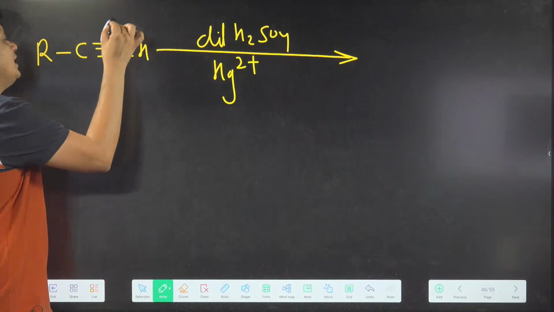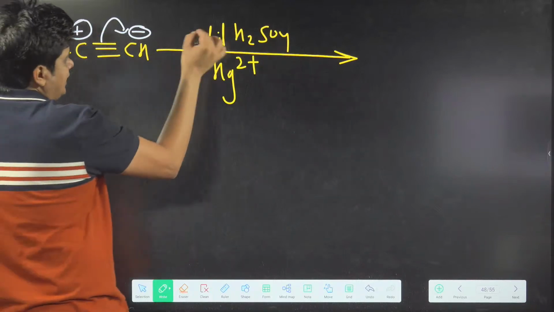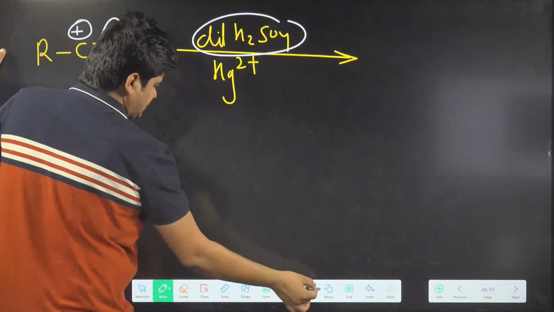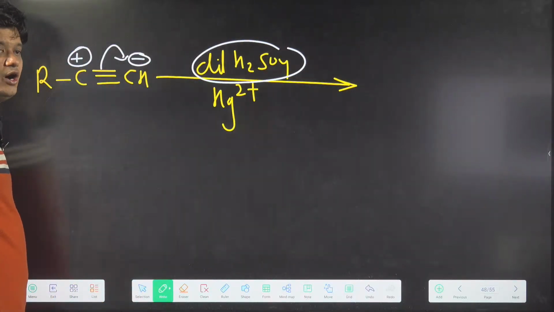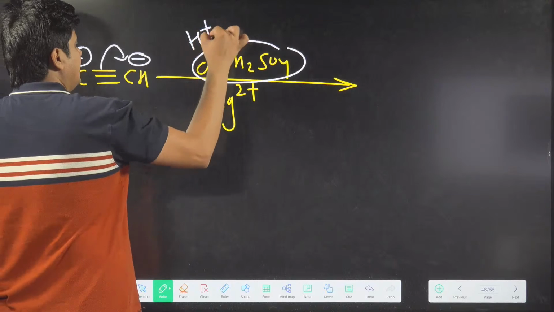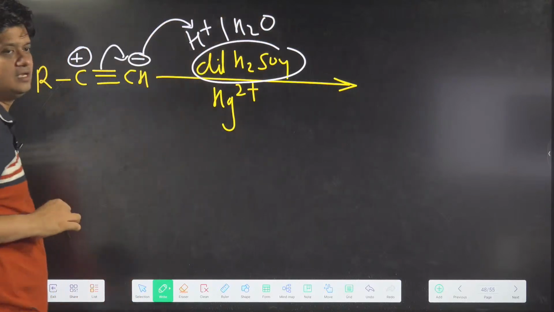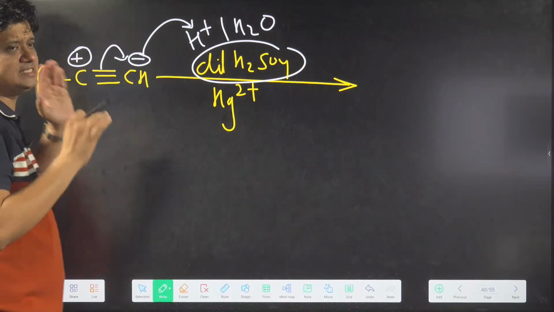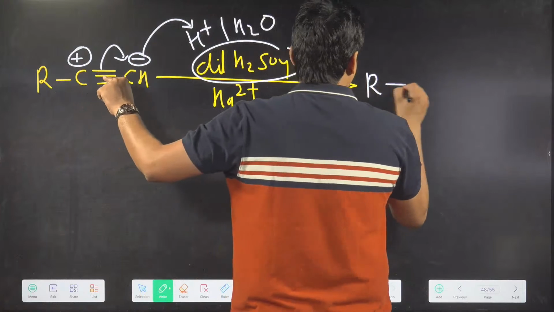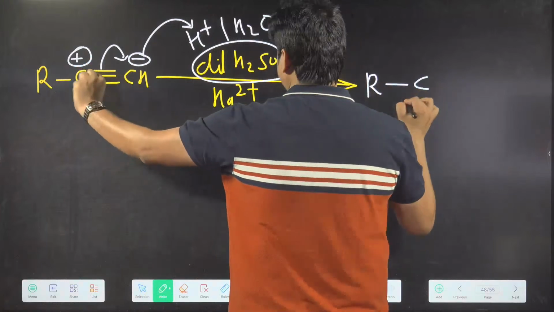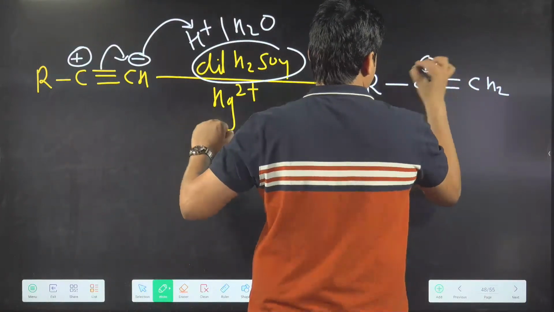So what will happen? I will break like this. So this becomes minus, this becomes plus. Dilute sulfuric acid means reaction with water. So what we can write? H plus, H2O minus binds with plus. Common sense, obviously minus will bind with plus. What will happen? This carbon is there, now the double bond is there. This becomes CH2 and this is a plus.